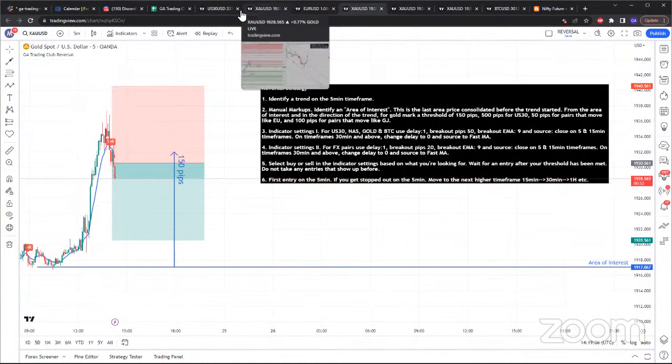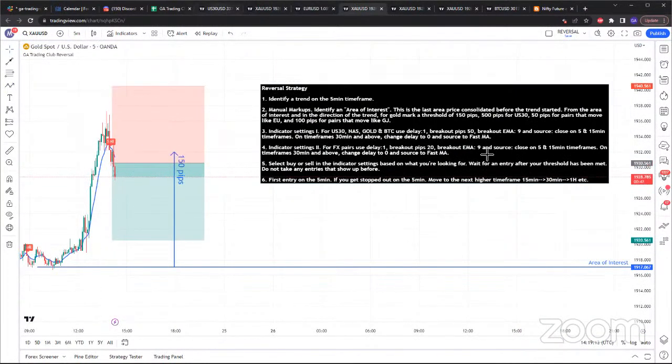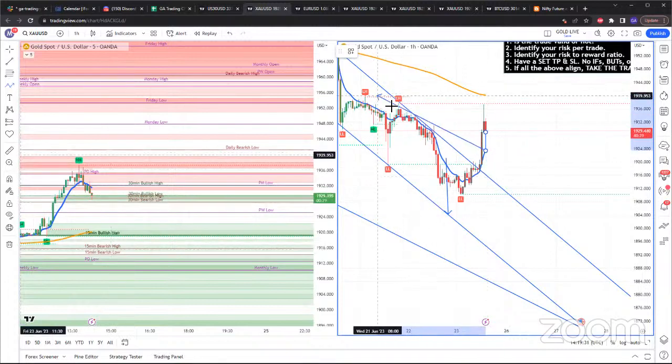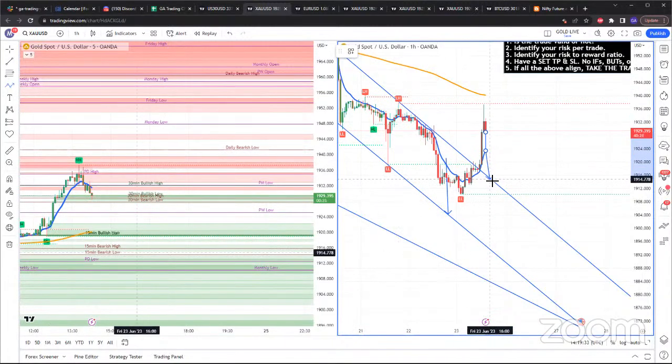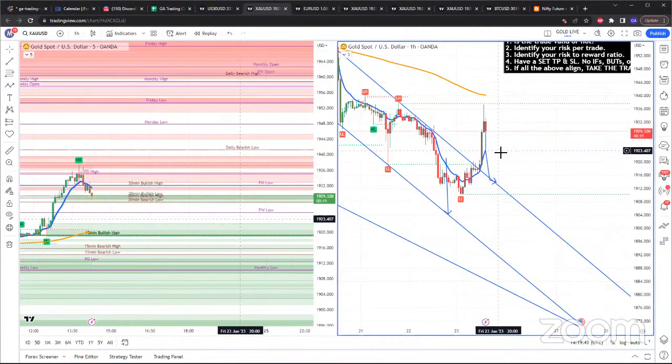So the target, to help you gauge where you're going to put your TP and stop loss, the first target to the downside is the 9 EMA. So that's automatic. At the very least, the 9 EMA on the hourly, which is around 1923-24 area. The next target on gold would be the 1915 area, because this trend line right here has not been retested. So those are two possible targets to the downside for gold: 1923 and 1914.